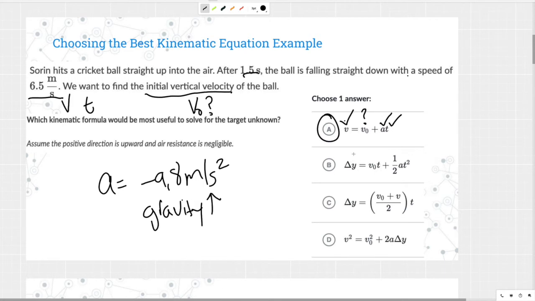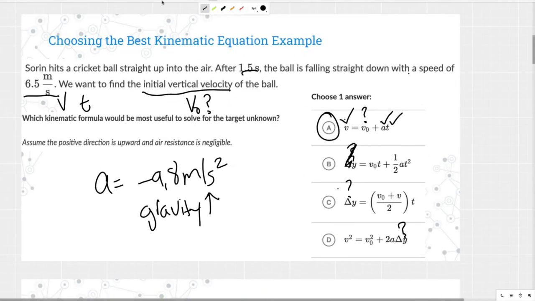Why these equations won't work? We do not have this thing. This is unknown. This is also unknown. And yeah, this delta y is unknown. So only A would work for this question.